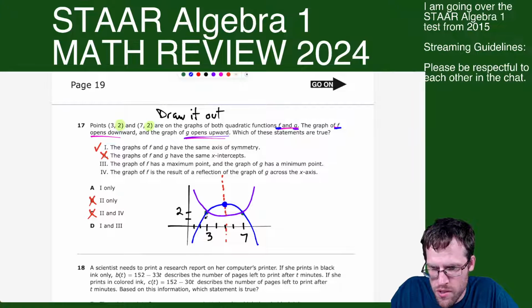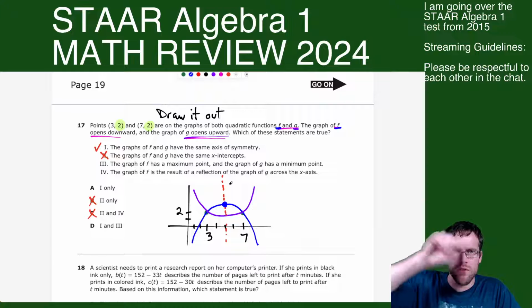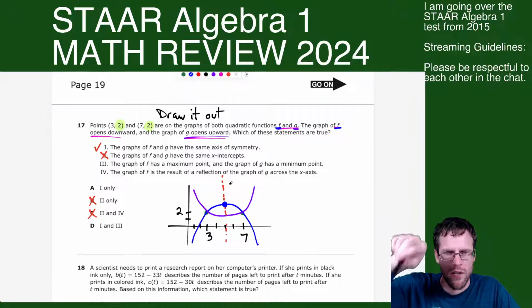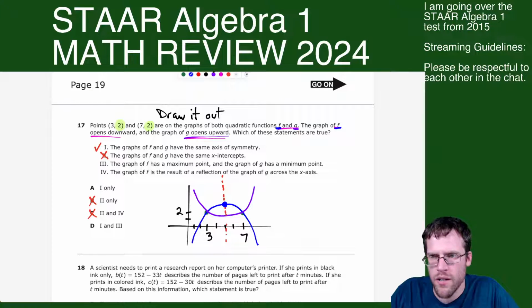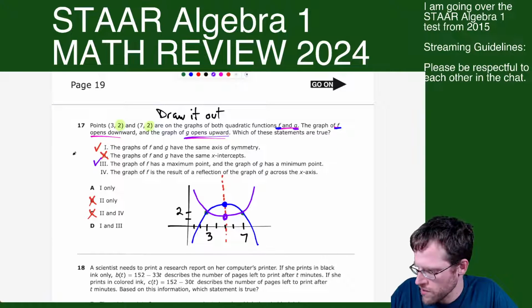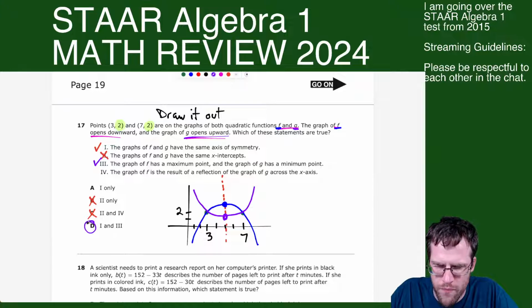See the one in blue? This is the high point. When it's a downward parabola that's opening this way, it's going to have a high point, and the one in purple is going to have a low point. Okay, so this one is good. So 17 is going to be 1 and 3. All right, so draw it out. Hard question.